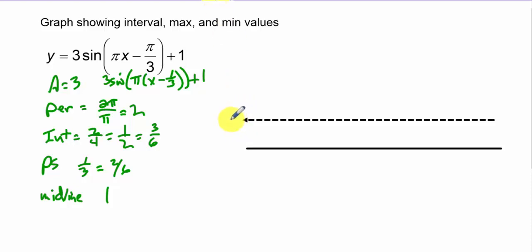We'll label a few things now. I know this is 1. I have an amplitude of 3. So from that midline, I'm going to be going up 3, which puts me at 4, and down to -2, as such. I have a phase shift of 2 pi over 6 to the right.